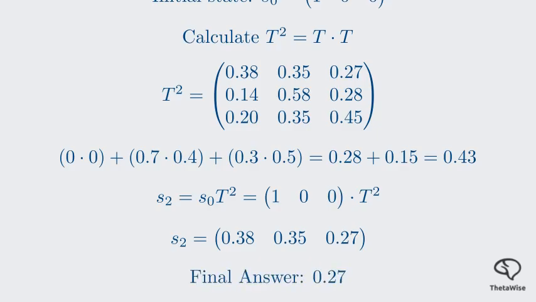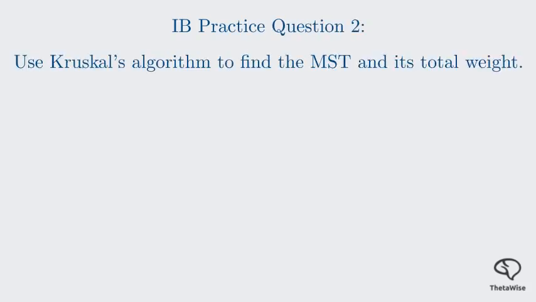If you got this right, well done. Here's our second practice question. Find the minimum spanning tree for the graph shown here using Kruskal's algorithm. You need to state the total weight of the tree. Pause the video and work through Kruskal's algorithm. Remember to list edges by weight and check for cycles.